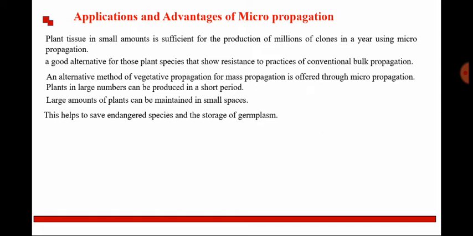Micropropagation helps to save endangered species through storage of germplasm. In this method, plants that are on the verge of extinction, we can store them by this micropropagation method.